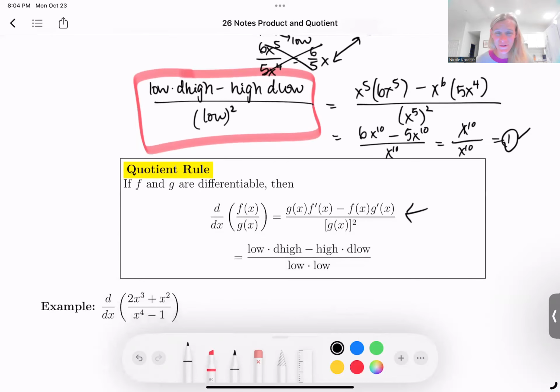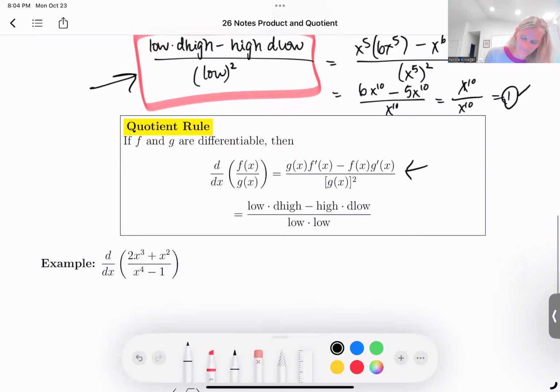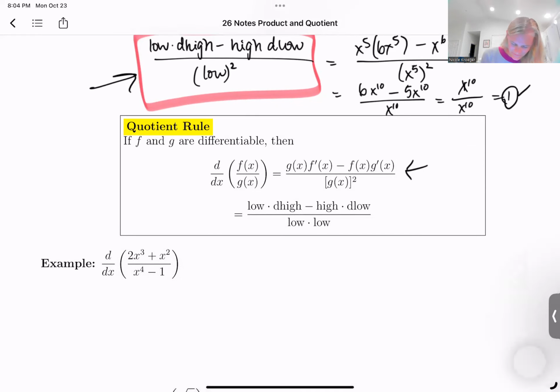Much easier than learning g of x, f prime of x minus f of x, g prime of x over g of x squared. That's hard to remember. So this is the quotient rule. Try remembering it like that. So let's apply the quotient rule to this next one. This next one I couldn't simplify first, so I need the quotient rule. So this is my low. This is my high. So I start with low d high.